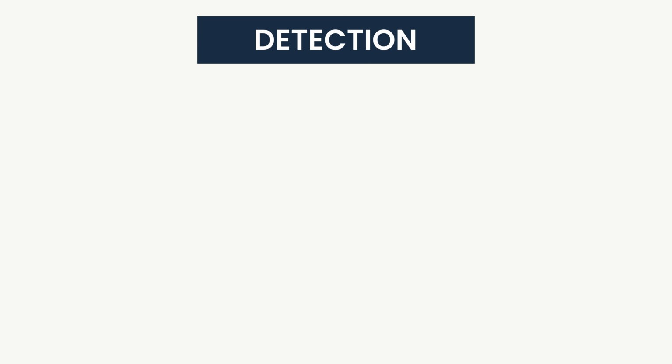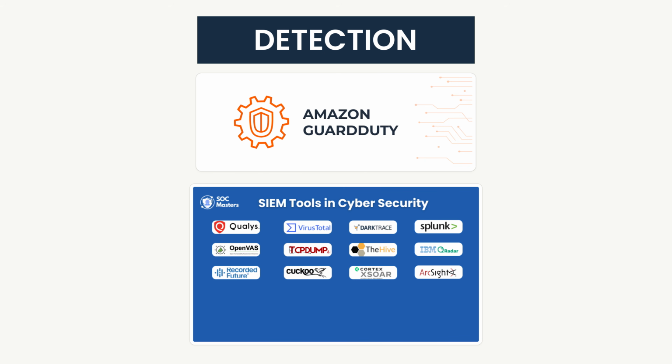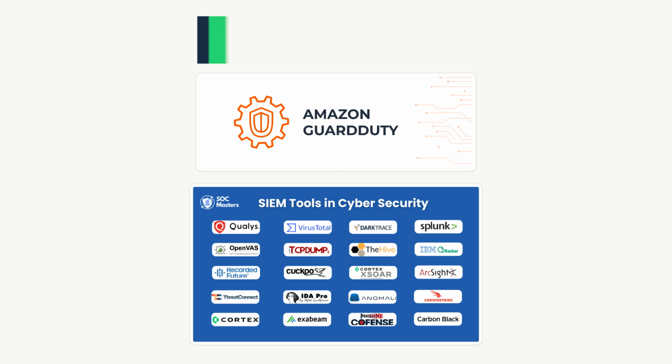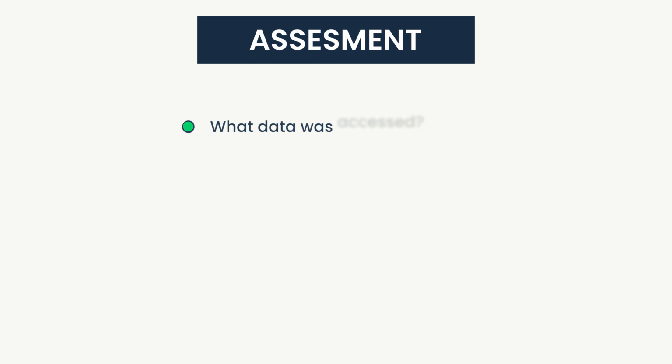Step 1. Detection. Security monitoring tools like AWS GuardDuty or SIEM platforms detect unusual activity like unauthorized access, data exfiltration, and so on. Step 2. Assessment. The system automatically assesses scope. What data was accessed? How many users were affected? What's the risk level?